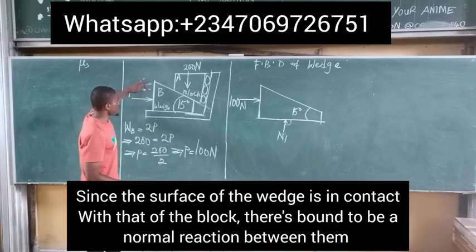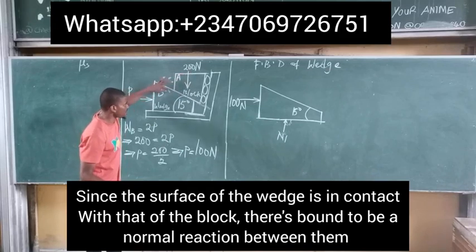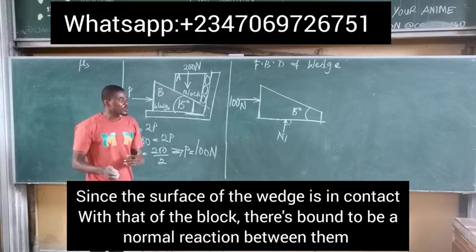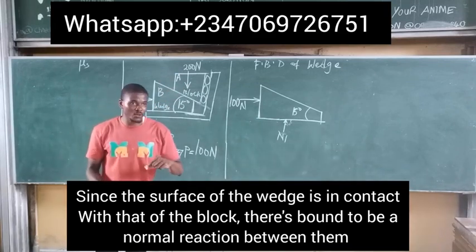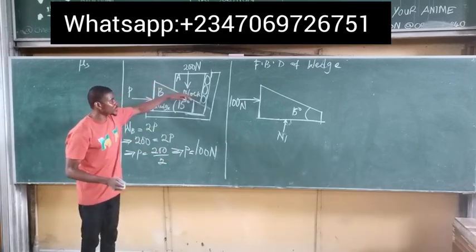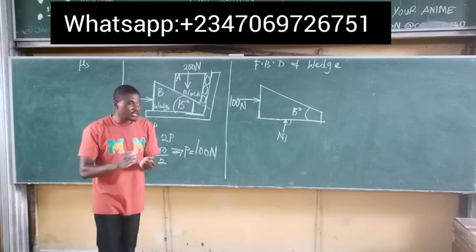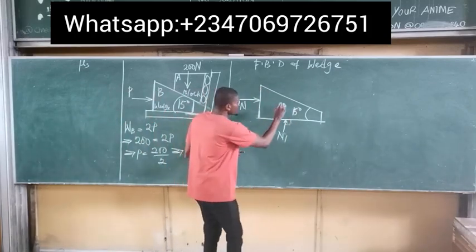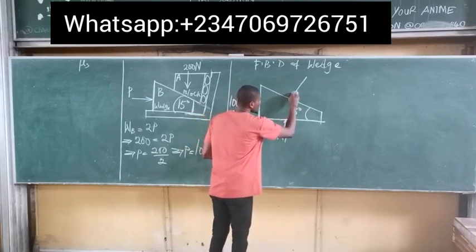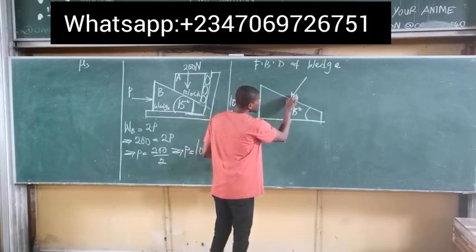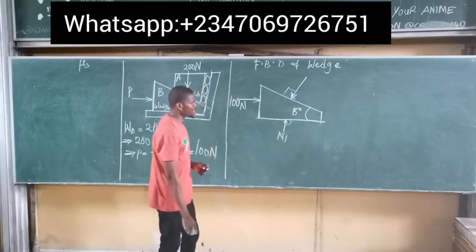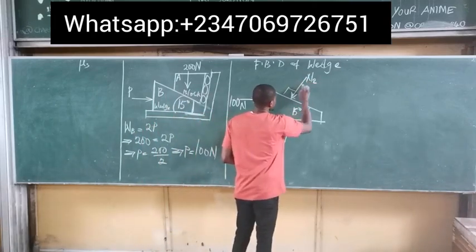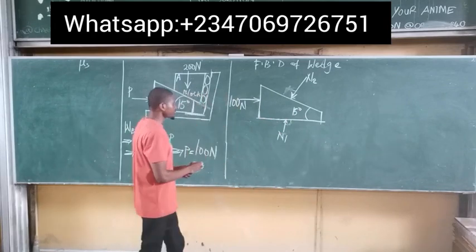Similarly, this wedge is also in contact with the block at this surface. The surface of the wedge is also in contact with the surface of the block. So we also have another normal reaction at that surface. There is bound to be a normal reaction whenever two surfaces come in contact with one another. We have another normal reaction here. Remember, a normal reaction must always be at 90 degrees to the surface. So this is at 90 degrees to the surface, as can be seen here. So we call this simply N2, which is the second normal reaction.